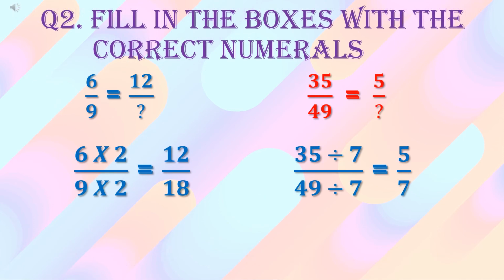Question number 2 is fill in the boxes with the correct numerals. Children, अब आपको equivalent fractions find out करनी आ गई हैं, तो आप ये वाला question बहुत easily कर सकते हैं. I have taken the example C, and it is 6 upon 9 is equal to 12 upon dash. You have to find out the denominator here.